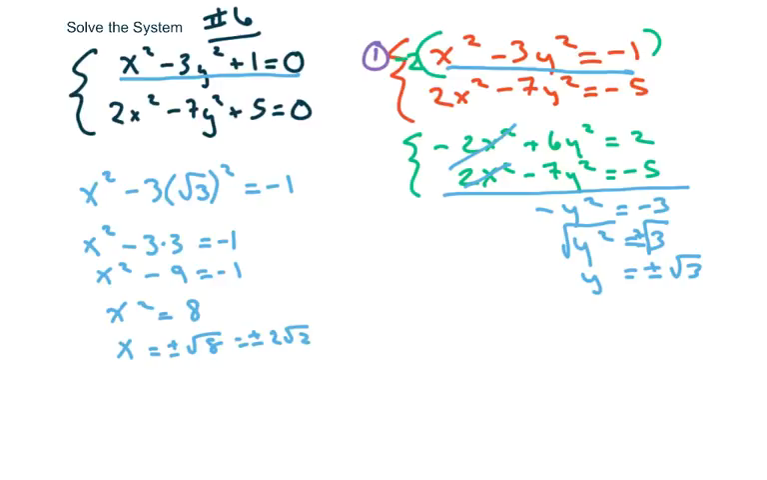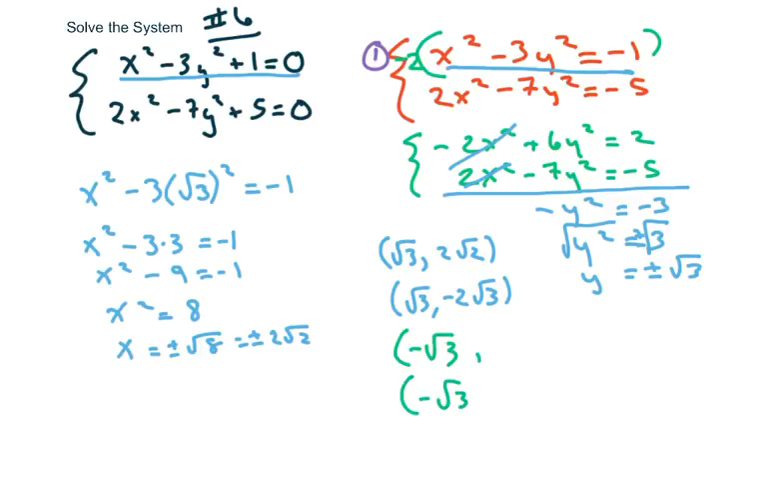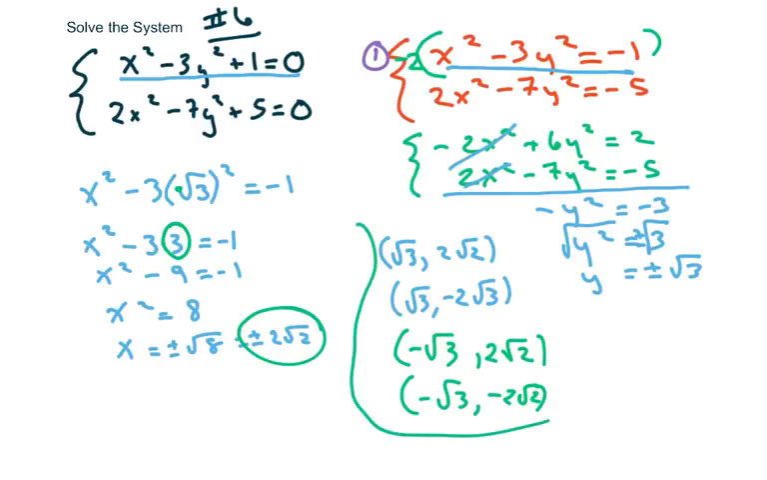Now, so we have y is square root of 3. We have two answers. We have 2 square root of 2, and we also have negative 2 square root of 2. Now, the next thing we want to do is plug in for negative square root of 3. And what you're going to find, if I just plug in negative here, is that it's going to square out and give me a positive again. So we still get the same values here. So I'm just going to copy those down. 2 square root of 2 and negative 2 square root of 2. And those are your four solutions.